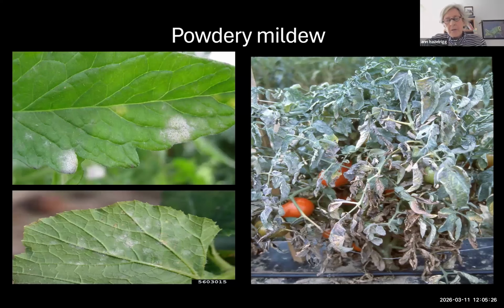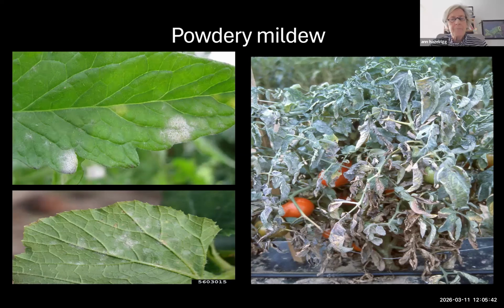Powdery mildew is the other main disease that we see in high tunnels. Again, it doesn't like that leaf wetness. It likes warm, dry conditions and high humidity. And so it's easy to diagnose.